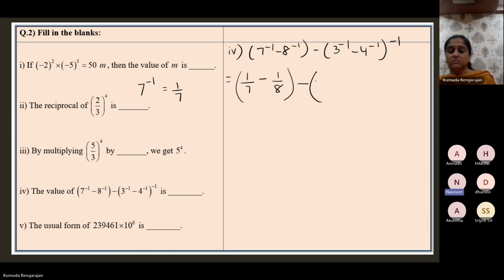Ma'am, write 3 raised to the power minus 1. Why as it is? Ma'am, because I'm finding the LCM of the LHS. Where is the LHS? There's an expression. Yes, ma'am. I'm going to find the LCM of 1 by 7 minus 1 by 8, so that LCM I'm finding, which is 56.